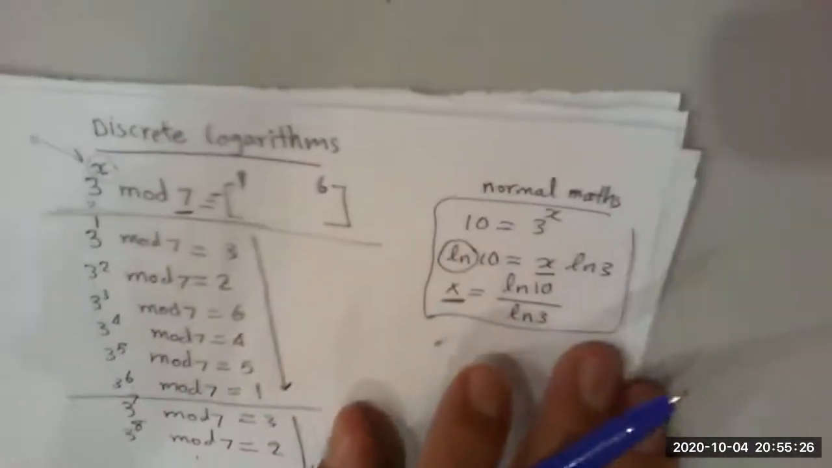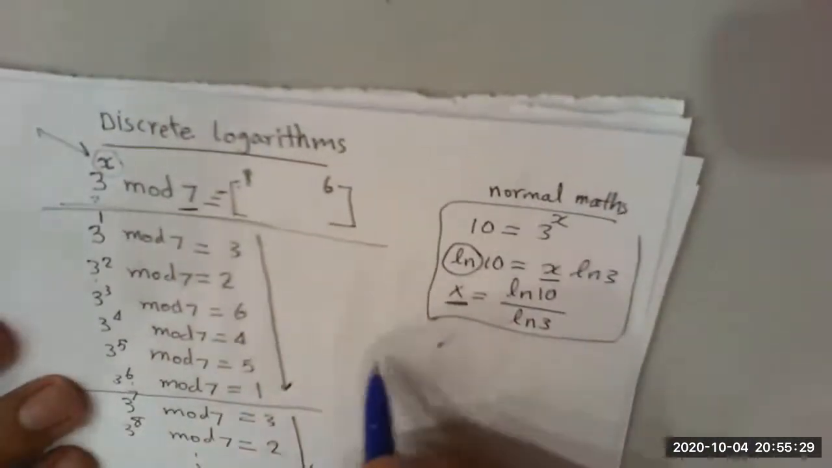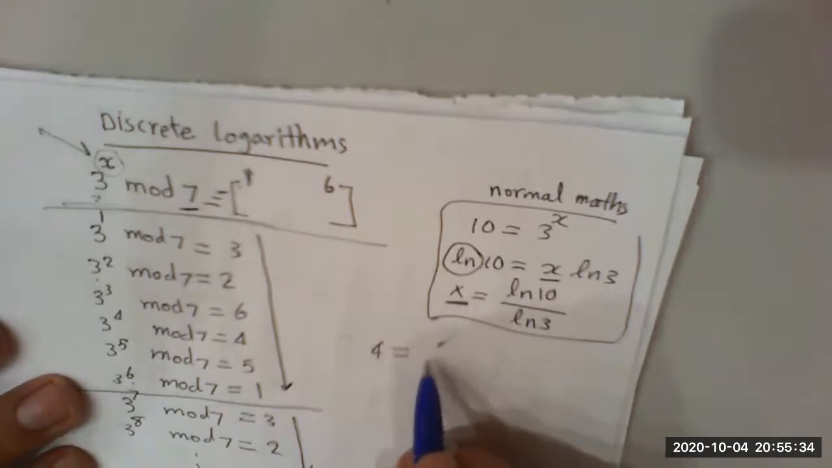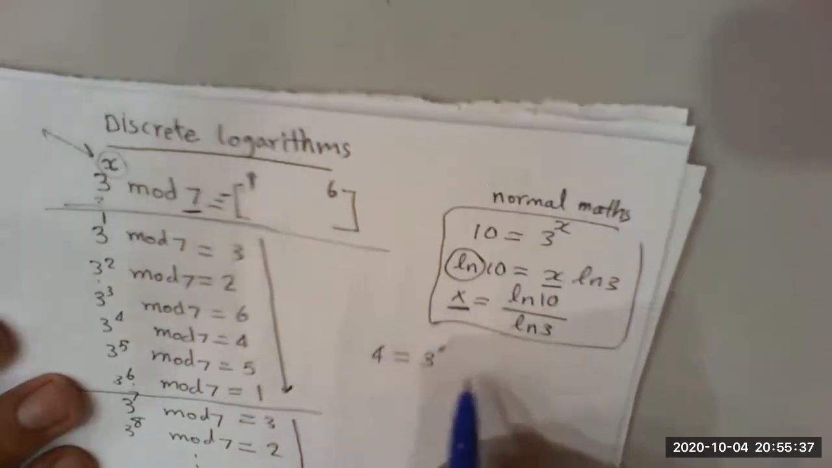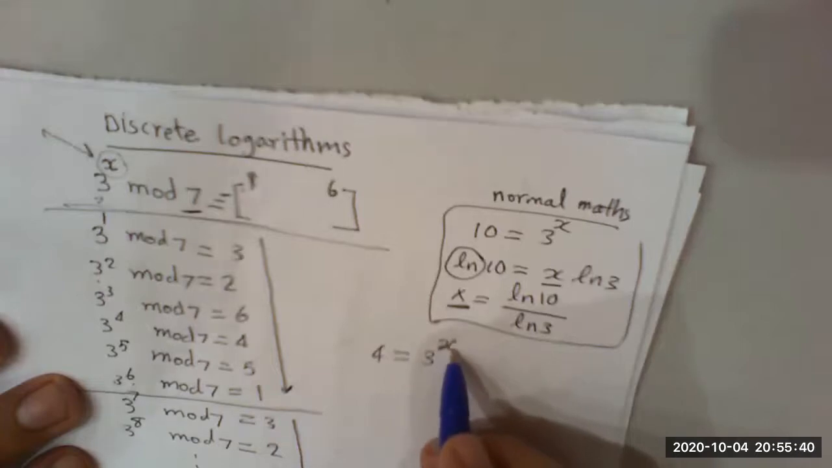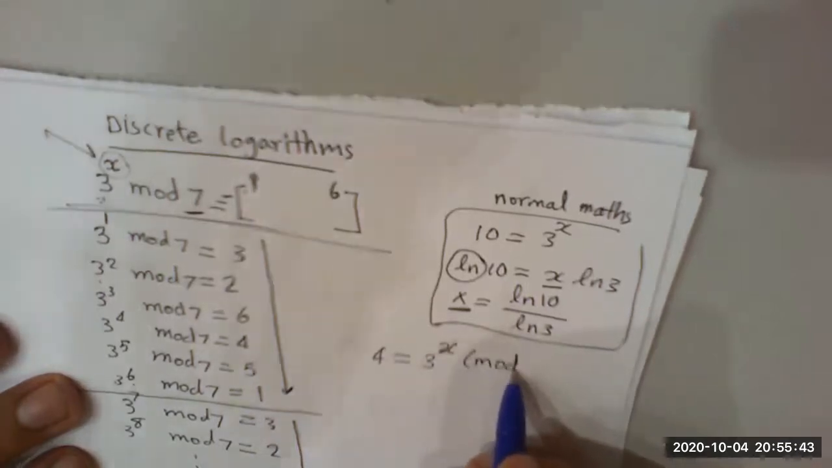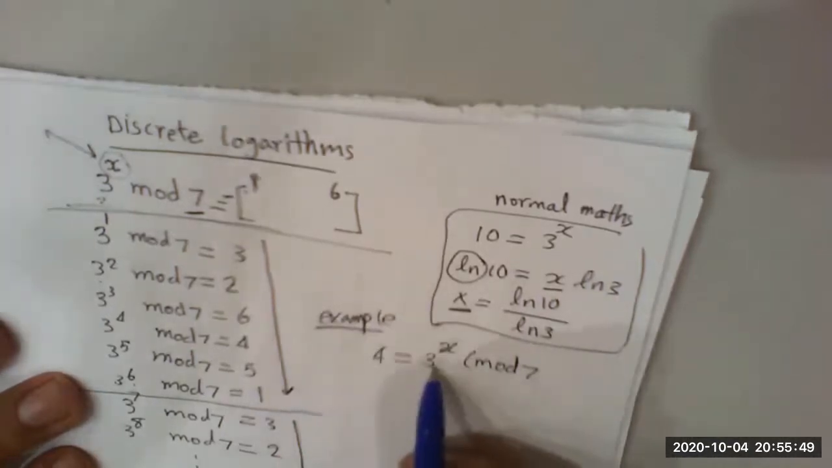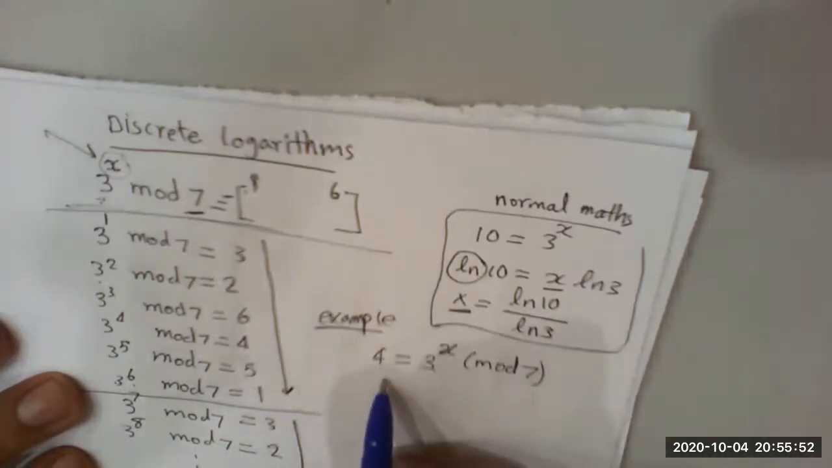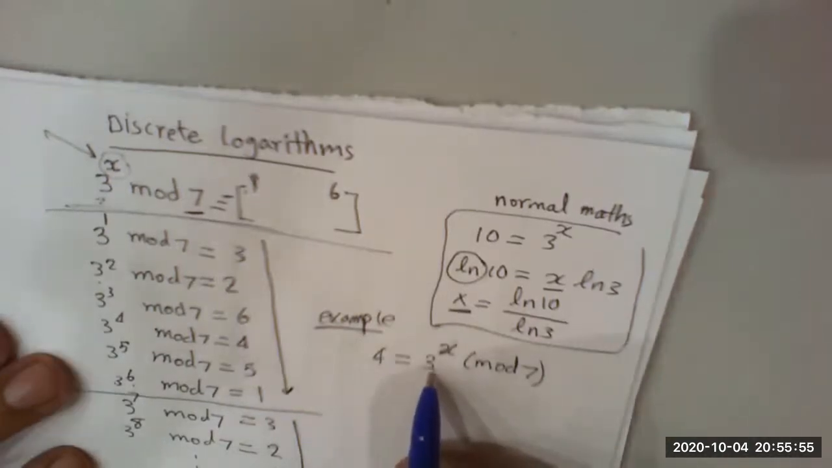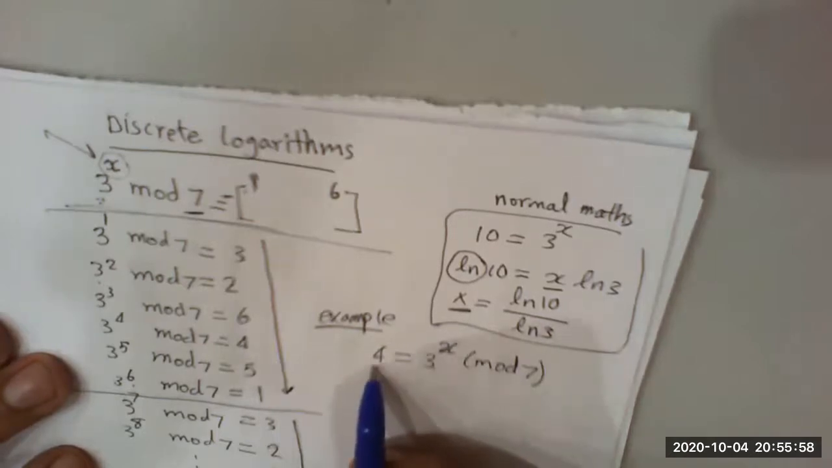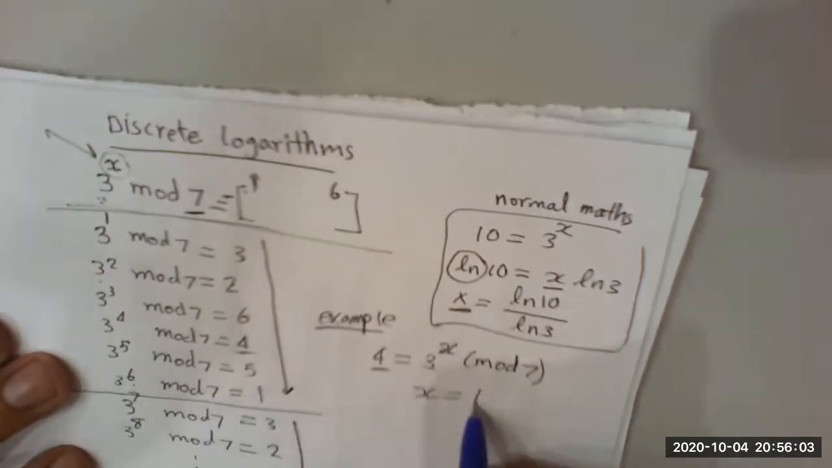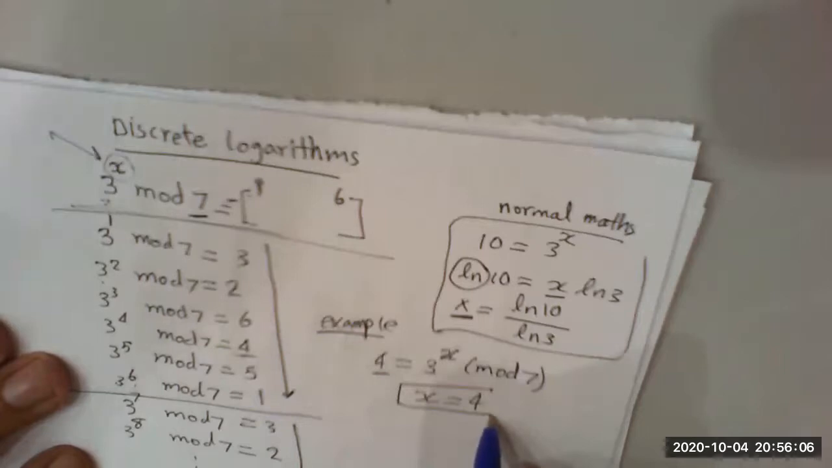For example, if I have something like 4 equals 3 to the power x mod 7. This is an example. I know this is going to give me 3 to the power x mod 7. If it equals 4, this means x is 4. So x is 4.